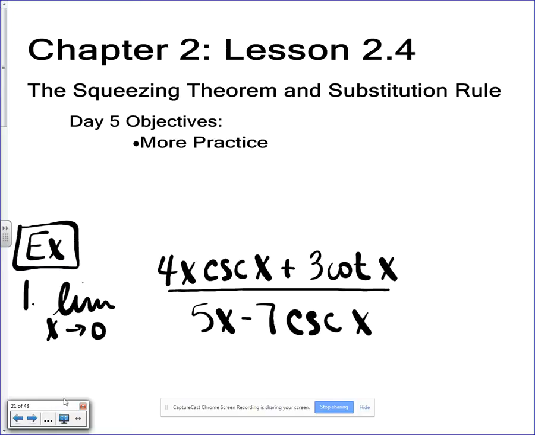Today, for your notes, I have 5 examples for you, and then you will have a worksheet, numbers 1 through 7, that you will do for homework. So the first thing I'm going to do is go through these 5 problems. We're going to practice some more substitution and go from there.